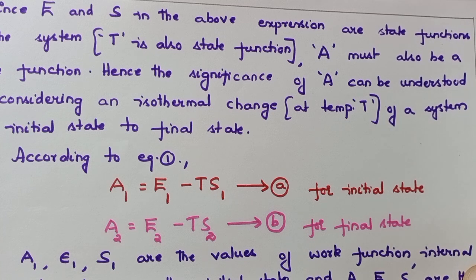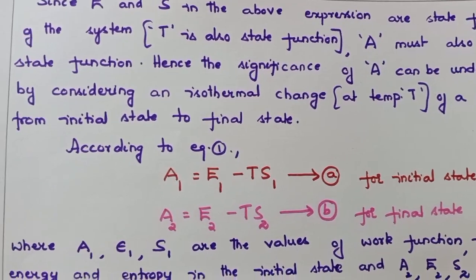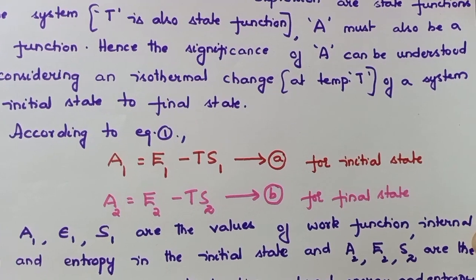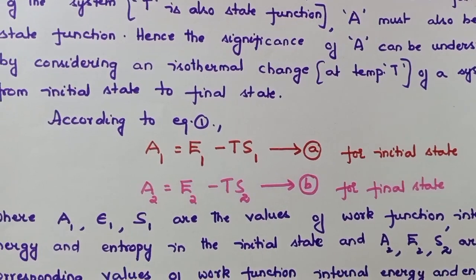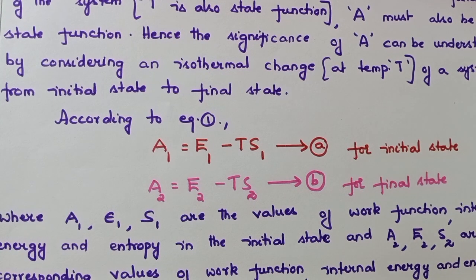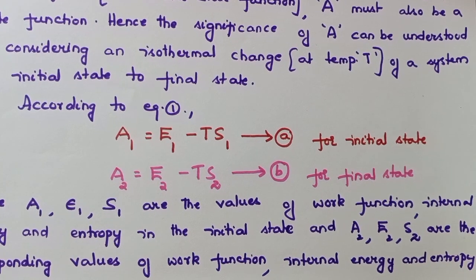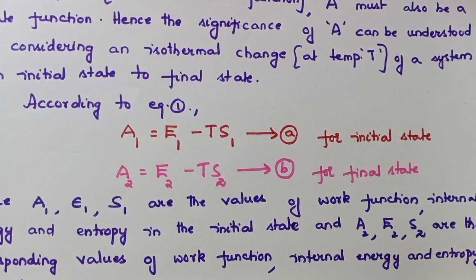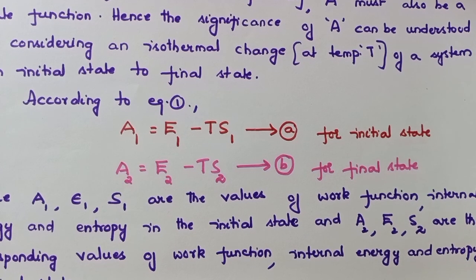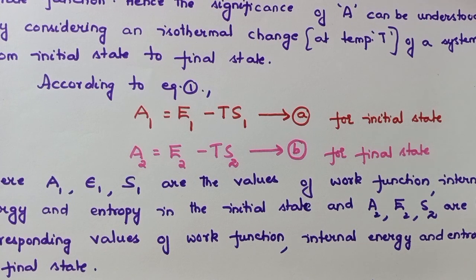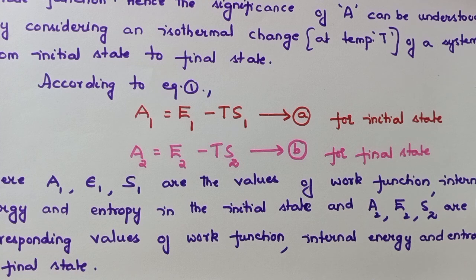What are A1, E1 and S1? Below write down, where A1, E1, S1 are the values of work function, internal energy and entropy in the initial state. Okay, and now write down A2, E2, S2 are the values of work function, internal energy and entropy in which state? In the final state. Very good. Now you are in line. So following nicely Gibbs and Helmholtz free energies.